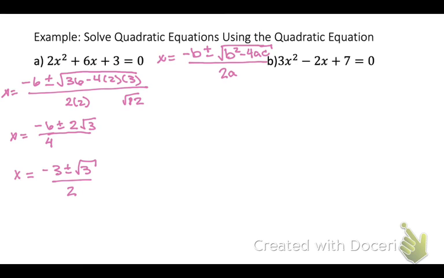Okay, so try the next one. This is legitimately it, guys. So 3x squared minus 2x plus 7.